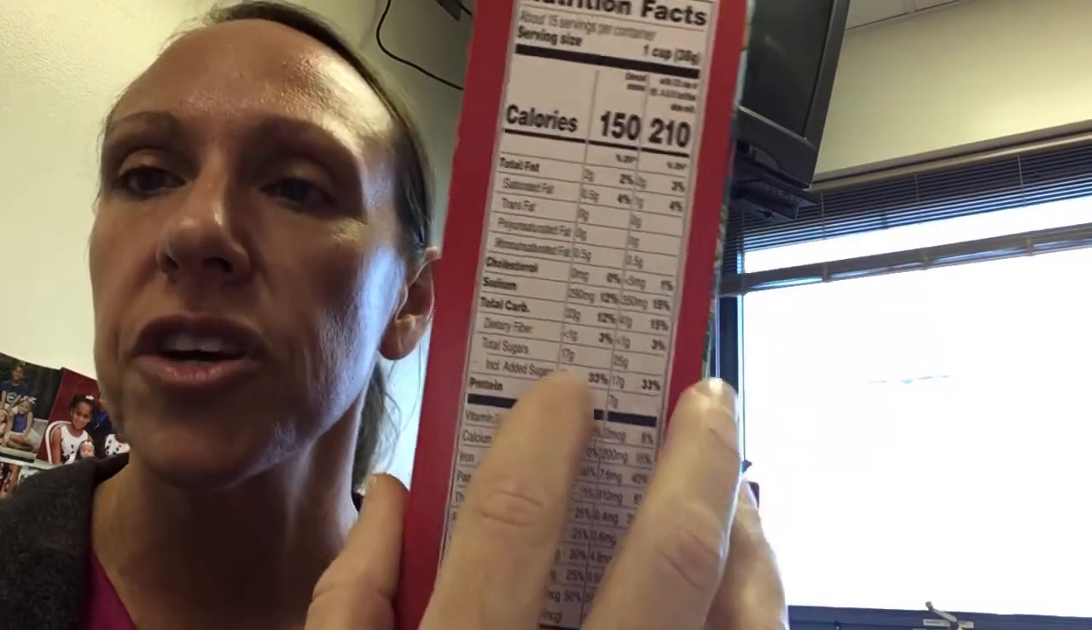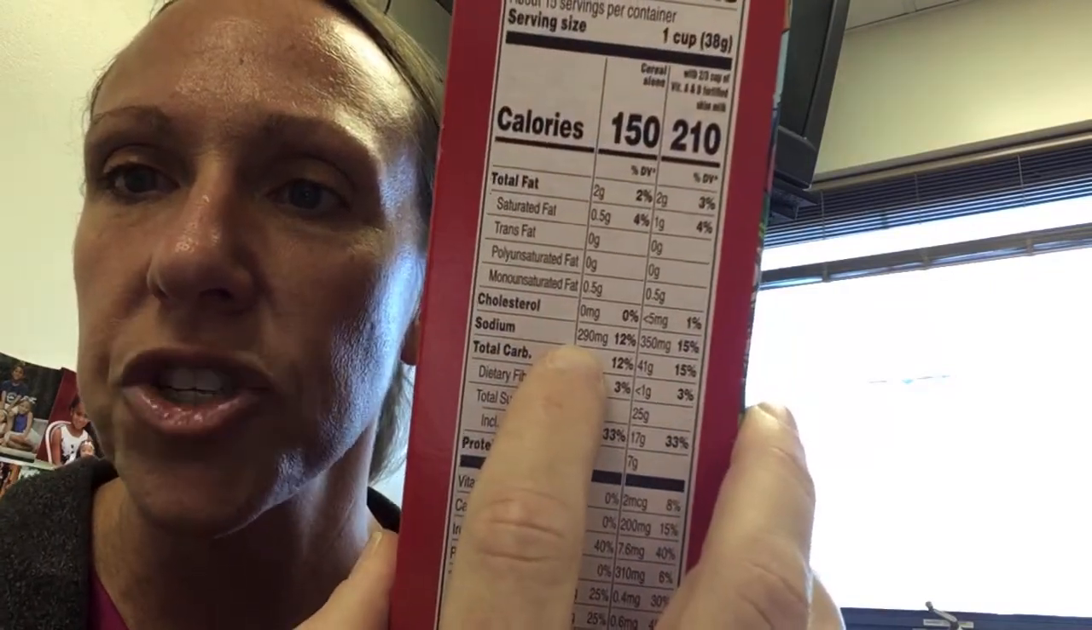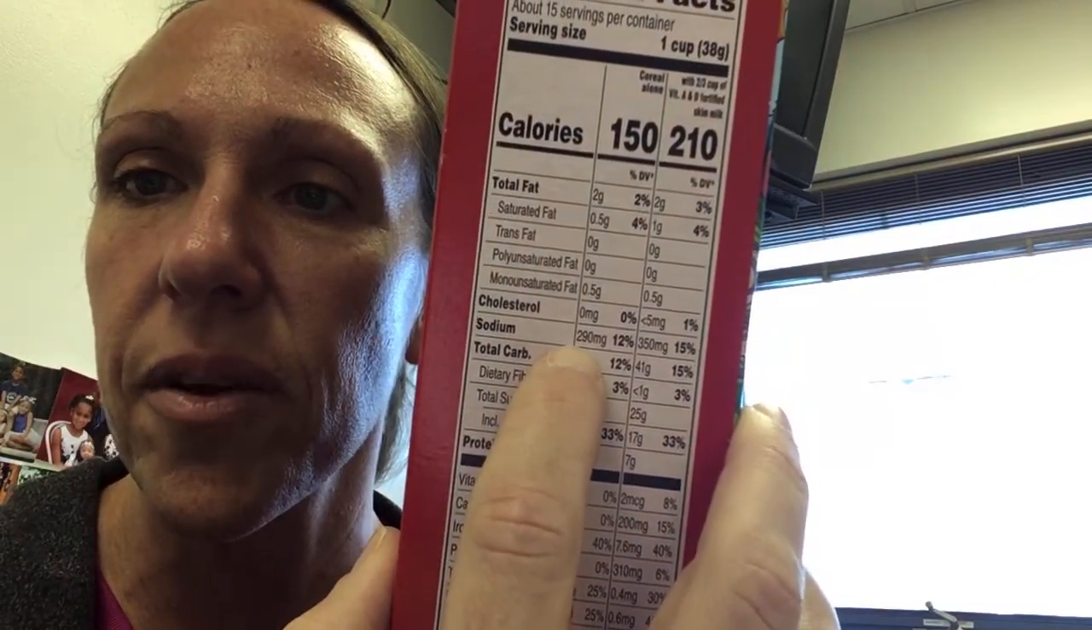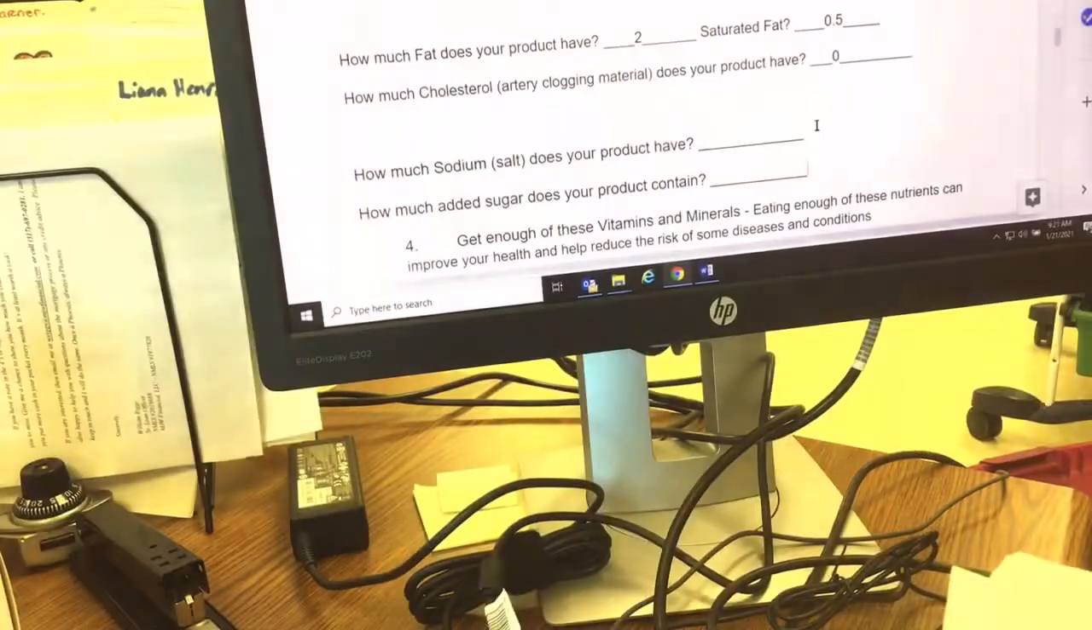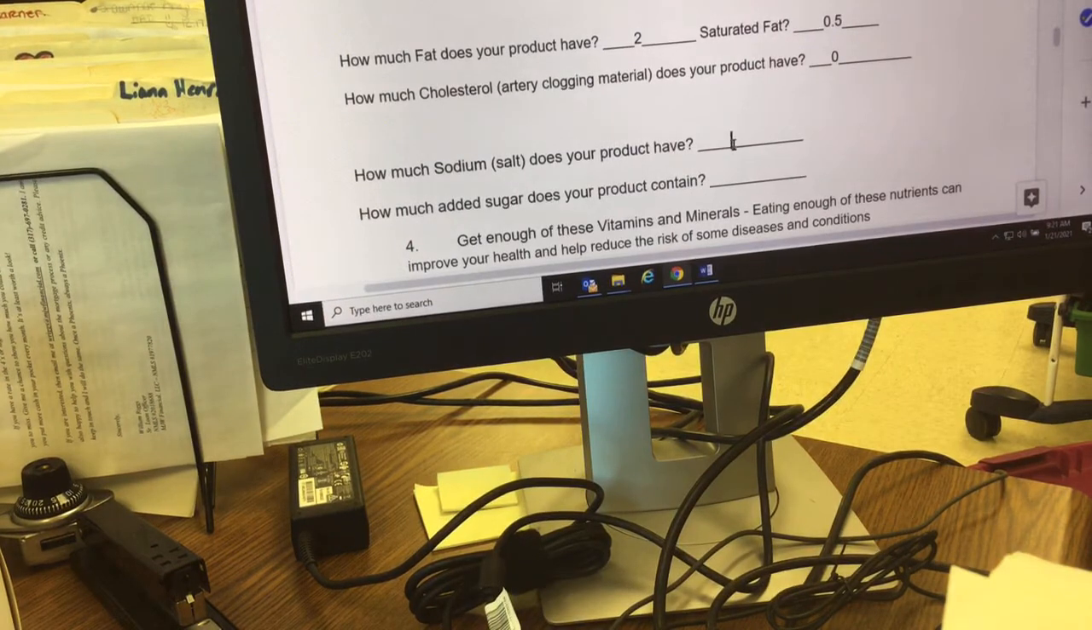Okay, so 17 grams of added sugar is a ton, right? It's 33% of your daily total, and we'll talk about these in just a minute, which is a lot. So 17 grams of added sugar. Sodium, I had 290 milligrams of sodium. And let's type those in. So look at how much sodium or salt yours has. So mine had 290, and my sugar was 17 grams.